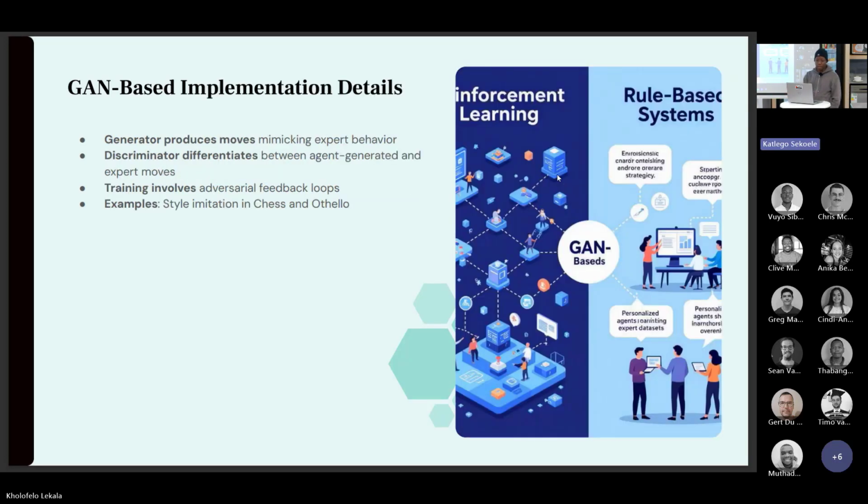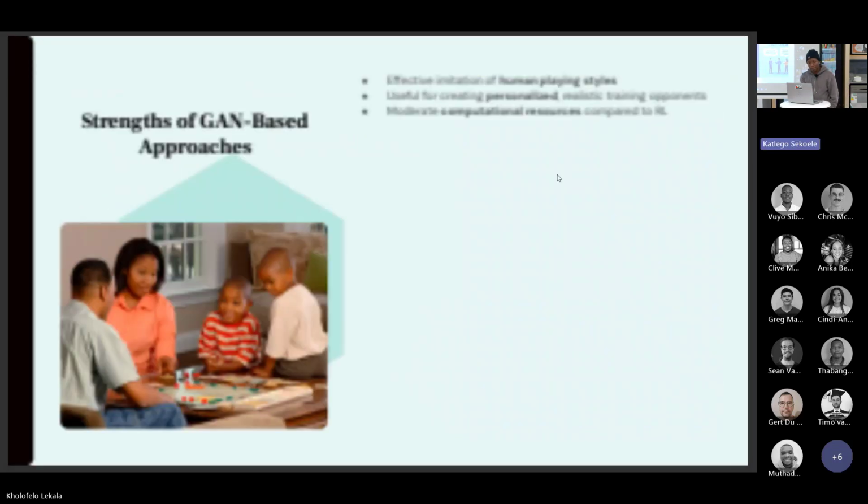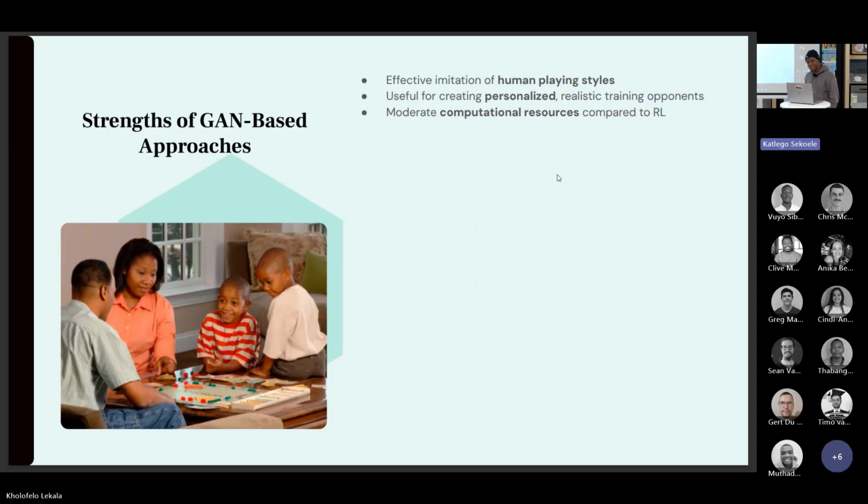Okay, so yeah, I did go to the discriminator. The strength of this is that since it's mimicking human behavior, it's quite useful in creating personalized and realistic training opponents. Because when you play it, you're going to feel like you're playing against a normal person and not just a machine. So it could be useful when you're trying to learn a new game, or creating a game that has different levels of expertise, like beginner, intermediate, and expert, where you can make different agents for each of those levels by mimicking beginners, intermediates, and experts.